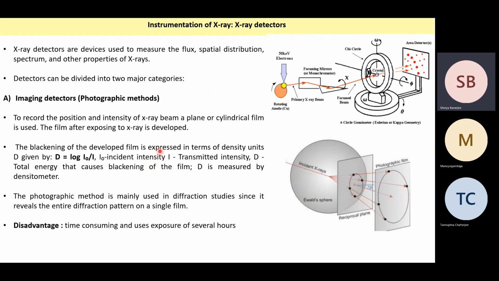You can measure D by an instrument called a densitometer, and from that you can find out the intensity of the X-ray. The photographic method is mainly used in diffraction studies since it reveals the entire diffraction pattern on a single film. So you need just one photographic film and you can get your entire diffraction pattern on that. The problem, however, is that it is time consuming and the exposure of the photographic film requires several hours.